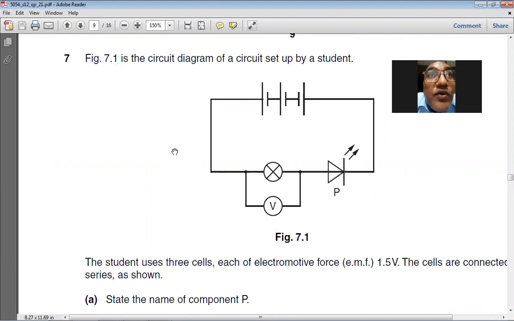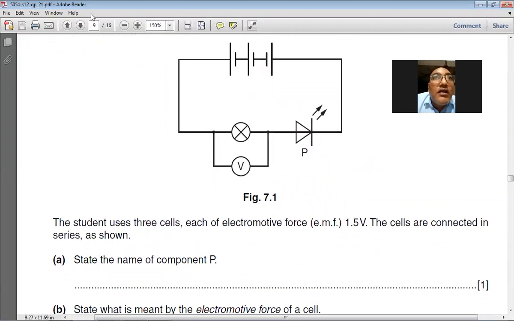Figure 7.1 is the circuit diagram of a circuit set up by a student. The student uses 3 cells, each of electromotive force EMF 1.5 volt. The cells are connected in series as shown. So here we have 1, 2, and 3 cells. State the name of the component P. This component P is called light emitting diode. LED, light emitting diode.